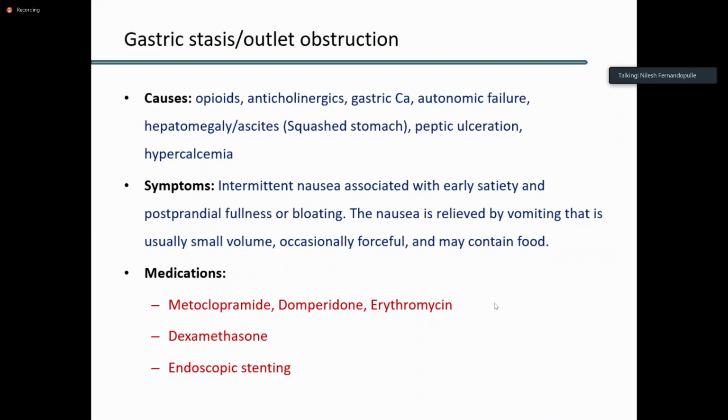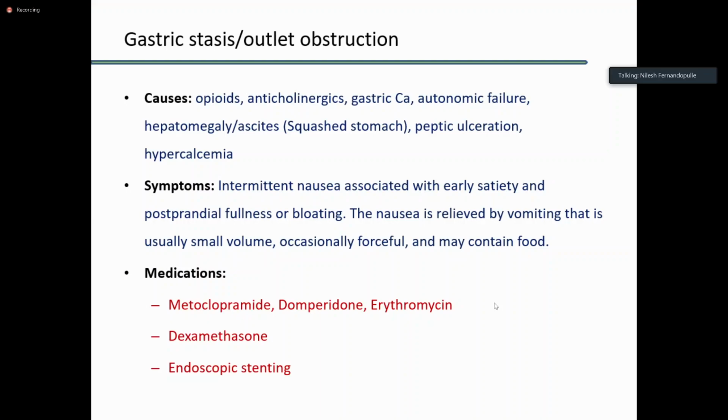And the nausea is relieved by vomiting. That is usually small volume. So if they vomit, their nausea gets better. And that vomitus will obviously contain food. Okay. So for those sorts of patients, the dopamine drugs will be useful.